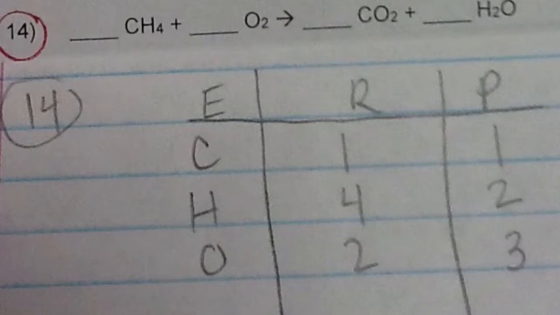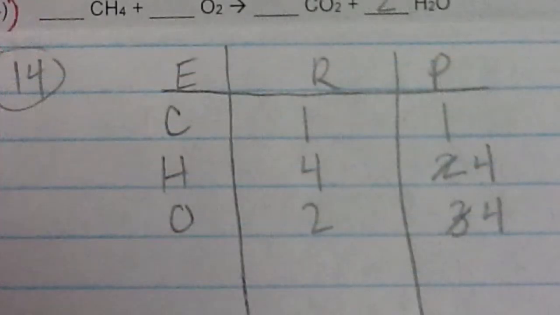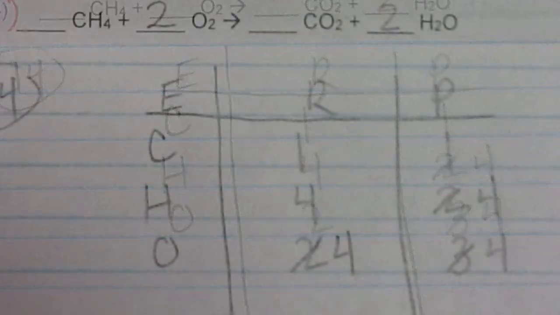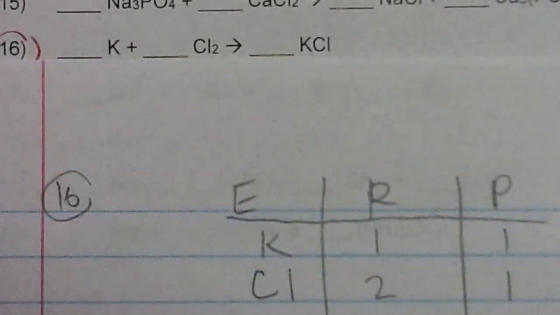Number 14. On the reactant side, there's 1 carbon, 4 hydrogen, and 2 oxygen. On the product side, there's 1 carbon, 2 hydrogen, and 3 oxygen. If I add the coefficient 2 in front of the water molecule on the product side, that brings my hydrogen count to 4 and my oxygen count to 4. Now I need to bring my reactant oxygen to 4 as well. By putting the coefficient 2 in front of the O2 molecule on the reactant side, I have 4 oxygen and everything is balanced.